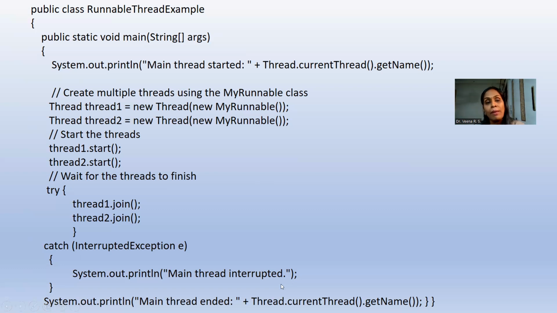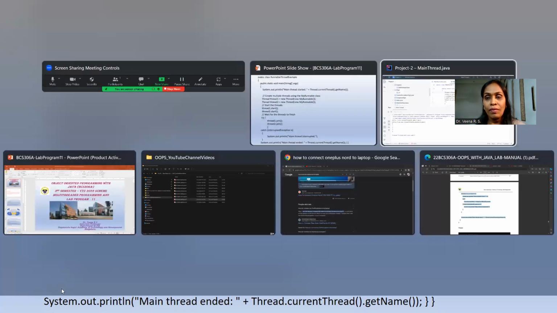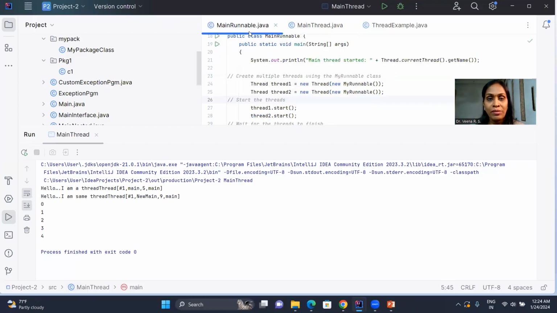So this is how lab program 11 shows, with respect to the Runnable interface, how to create multiple threads and how to run them. This program is not single-threaded, it is multi-threaded programming. If we execute this program, we'll see what the output will be. I'll take you to IntelliJ and we'll see how it works.